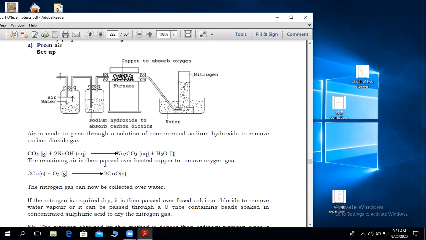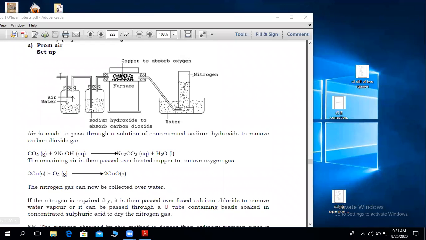The remaining air is then passed over heated copper to remove oxygen. So the remaining air, when carbon dioxide is removed, contains oxygen and nitrogen. But remember, our intention is to prepare nitrogen. So we have to remove oxygen by passing it over heated copper. And this is the equation, as you can see.